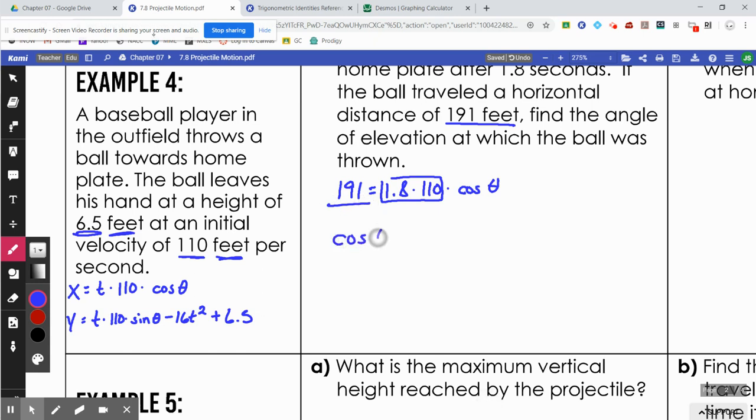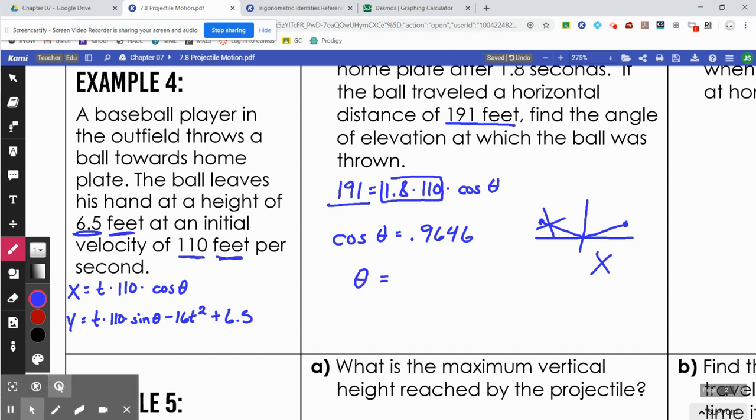And that's going to give me the cosine of theta is equal to 0.9646. Now, since the cosine is equal to a positive, let's make sure that we understand that this is going to be somewhere in the first quadrant. Cosine is negative in the second quadrant, so you don't have to worry about that. And there's absolutely no way that we're worrying about an angle between 270 and 360 for this application problem. When we do the inverse cosine, we're going to find out that our angle of elevation is about 15.28 degrees.